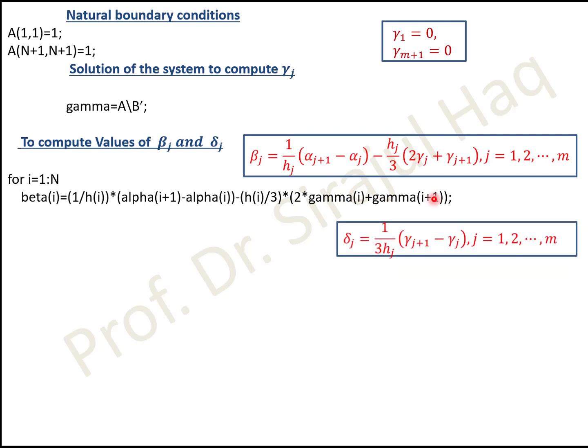Similarly, if you look at the values of delta i, this was the formula which we used in the previous lectures. Again, the value of j starting from 1 up to m, which is the same as this one. Delta i is equal to gamma i plus 1 minus gamma i divided by 3 h i. Remember, you have to be careful about these parentheses. If you use the parentheses at a wrong place, you will be getting the wrong value, because all these quantities are known now. You started the loop, so end the loop also.